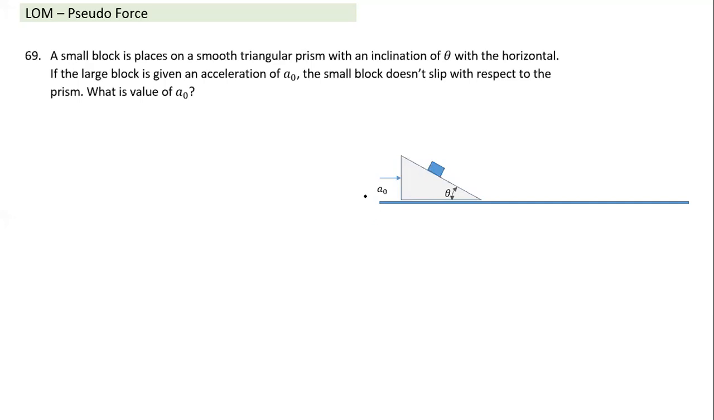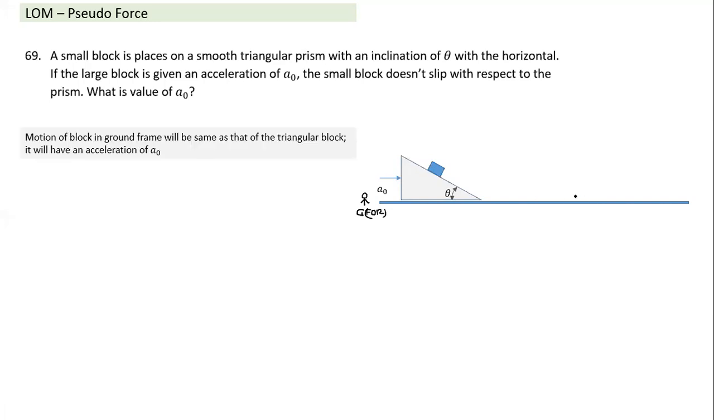If I observe from the ground, what would it appear like? Well, this is in the ground frame of reference. How would it look in the ground frame of reference? If this larger block is accelerated, of course, it will undergo displacement in the direction of acceleration.